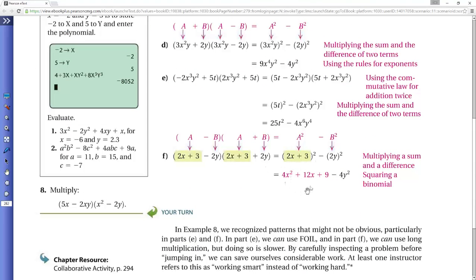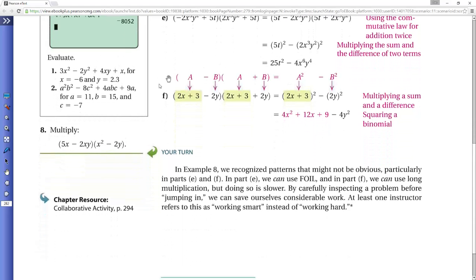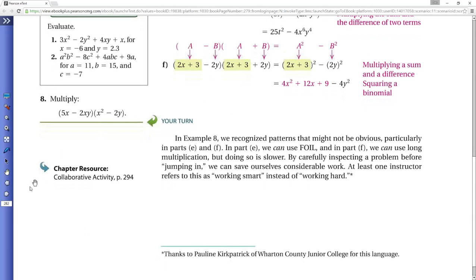So it's first term squared, 2x times 3 doubled is 12x, and then 3 squared is 9, and then it's subtracting this squared, which is going to be 2 squared y squared, or 4y squared. When you can identify this, it's going to save you a lot of time and a lot of chances for error. So look for these opportunities.